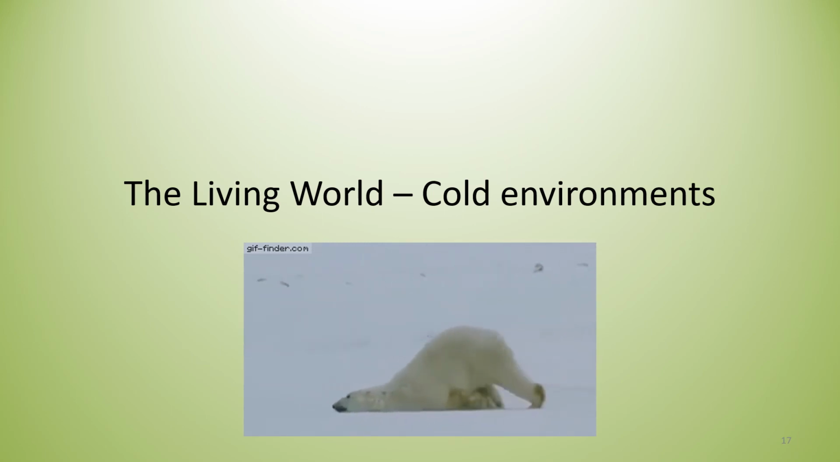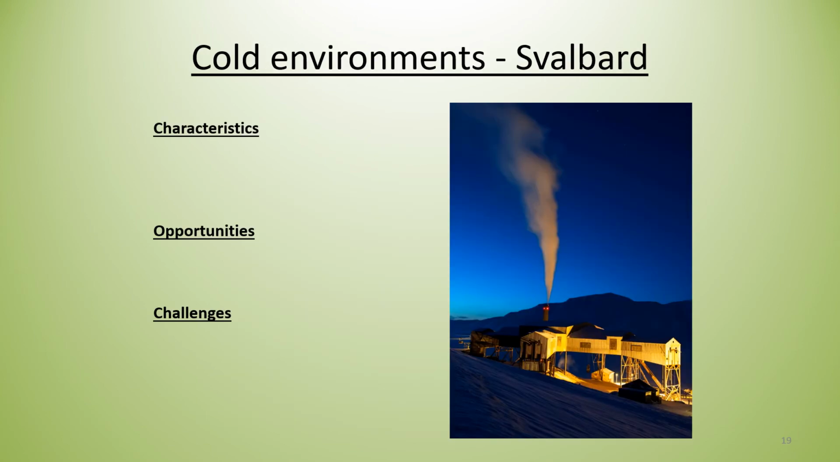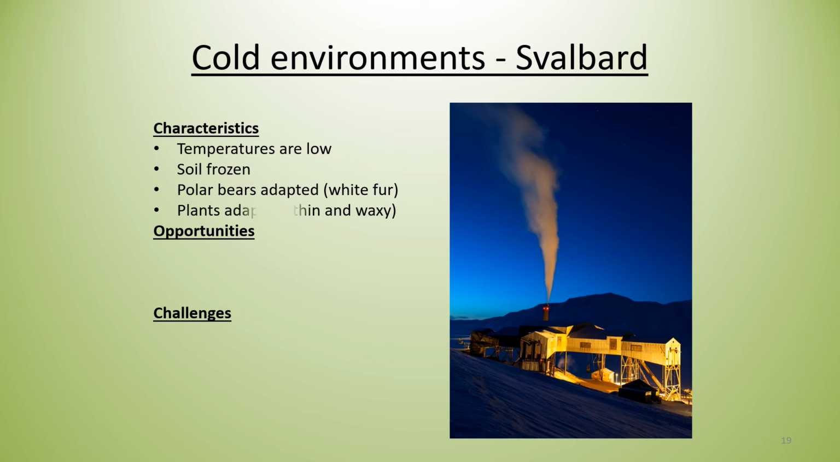Moving on to our cold environment, Svalbard. The characteristics of Svalbard are the temperatures are very, very low, the soil is normally always frozen, and the polar bears are adapted. They have white fur to camouflage in the white snow, therefore going undetected by predators. And then also plants are adapted, with the bearberry plant. The bearberry plant is red to attract animals to go and eat it in the white snow, therefore dispersing its seeds through excretion. Why on earth would you want to live in Svalbard?